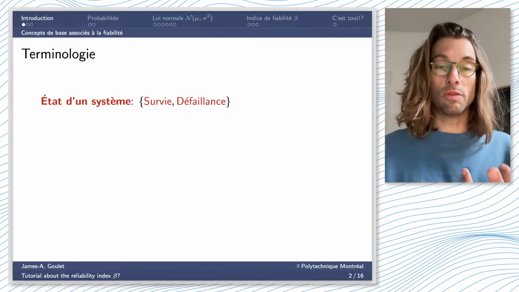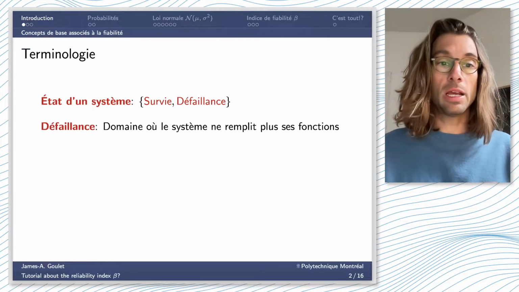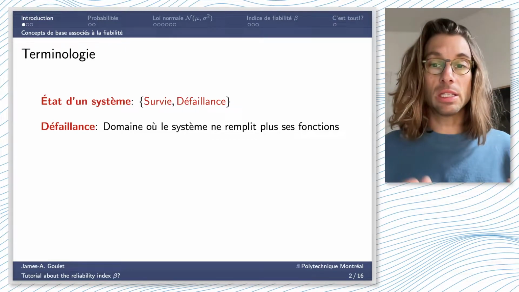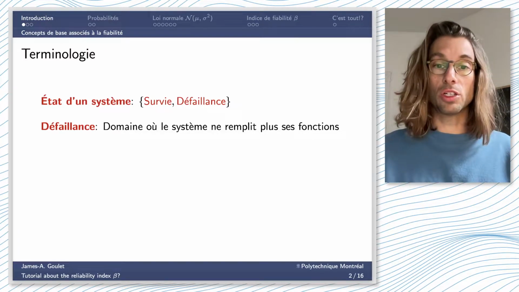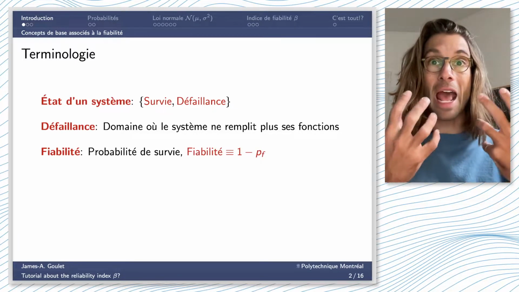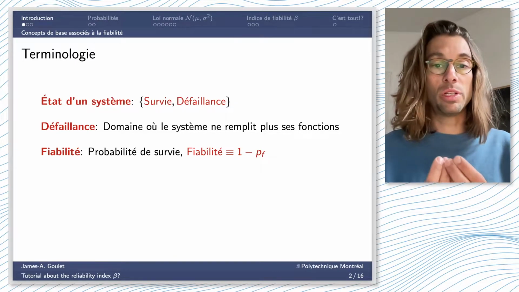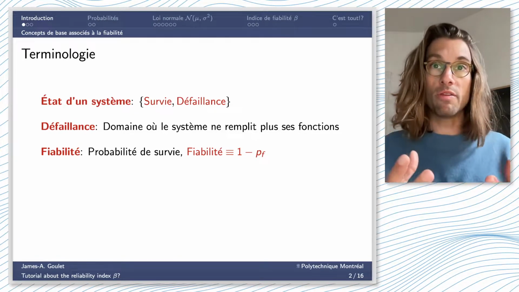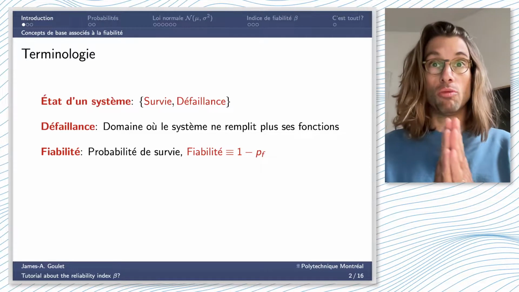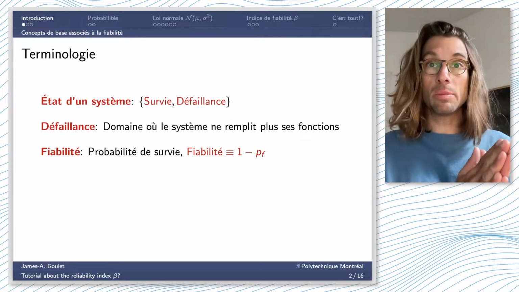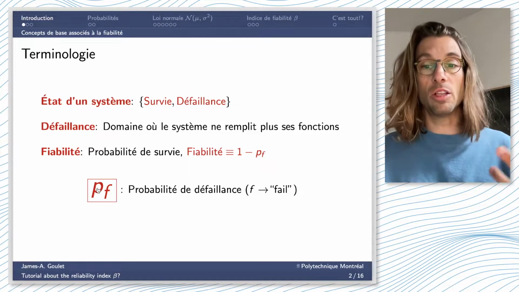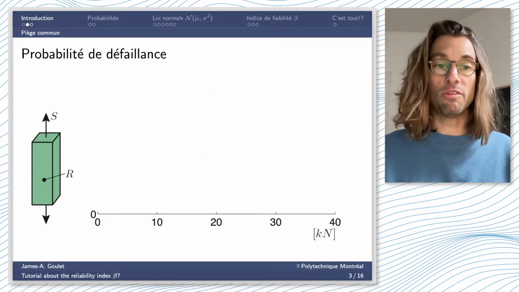So, terminology. There are two possible states of a system: either it survives or it fails. When it fails, we talk about the state where the system doesn't fulfill its function. What does it mean? Either it's not safe or it's not apt for service. When we talk about reliability, we quantify it through its survival probability, where reliability is quantified by the complement of the failure probability. So PF is the failure probability, where F comes from failing.